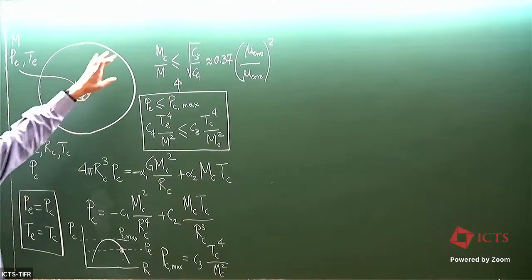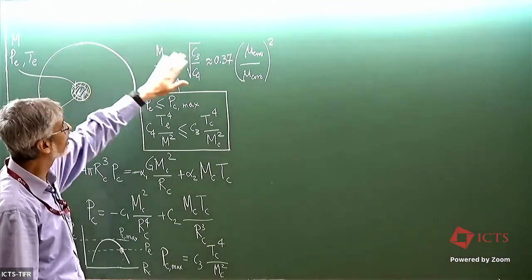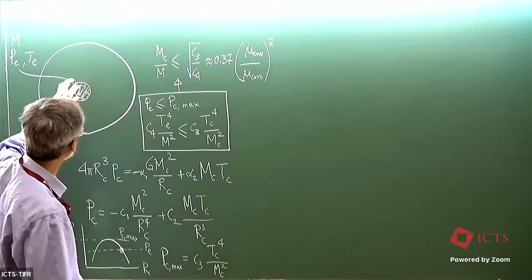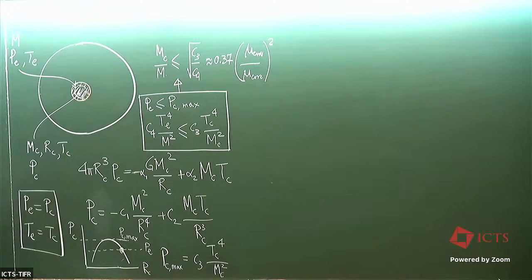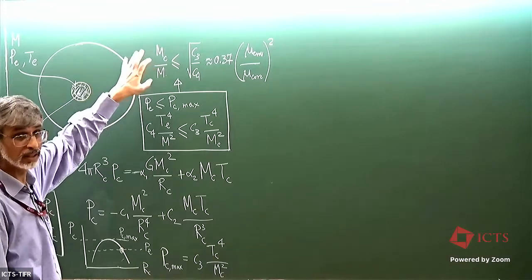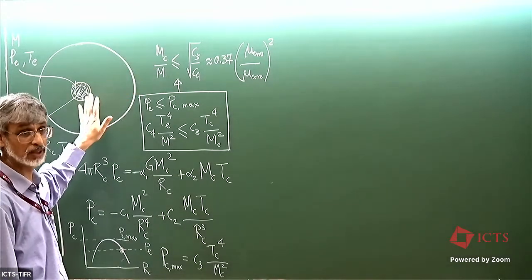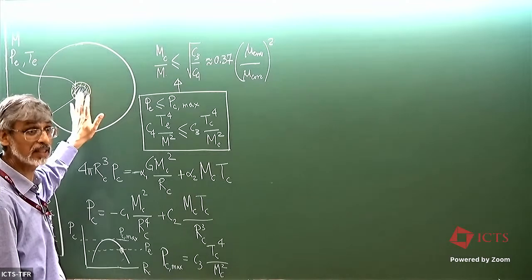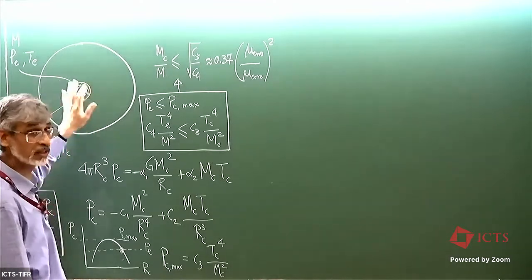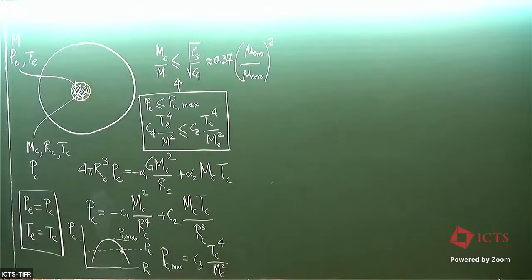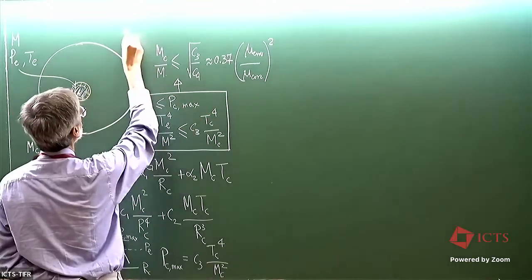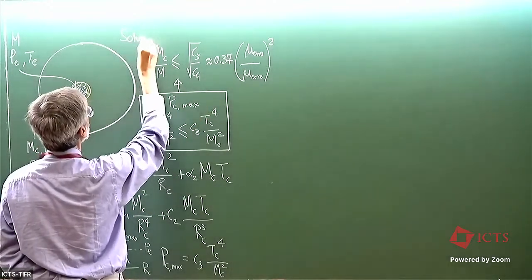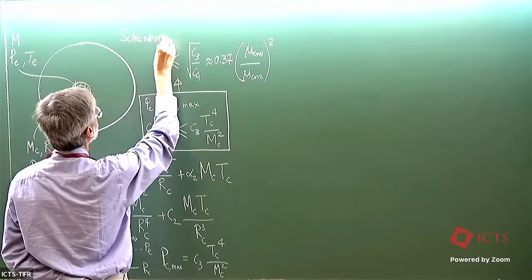Which means the core mass cannot exceed this amount. If the core mass exceeds this amount, then thermal support in that environment is not possible. The core is going to quickly contract. But until this point, even though the core is not generating thermal energy, nuclear energy, it can remain stable because of the energy generation surrounding it by the shell. So this limit actually has a name. It's called Schoenberg.